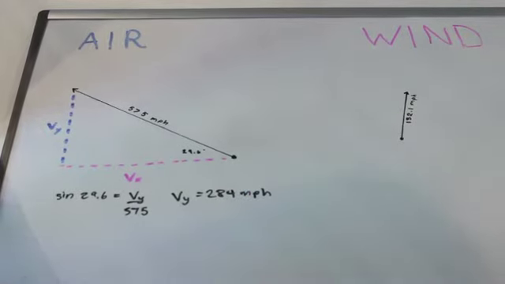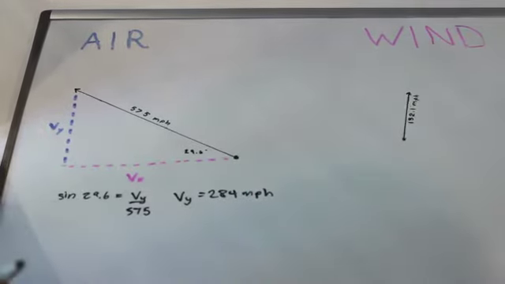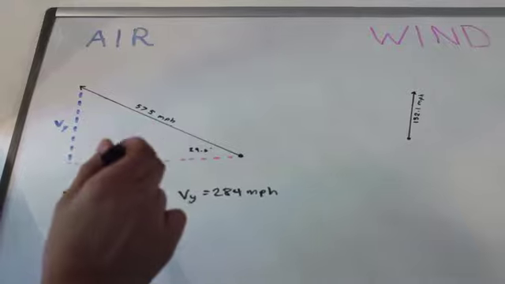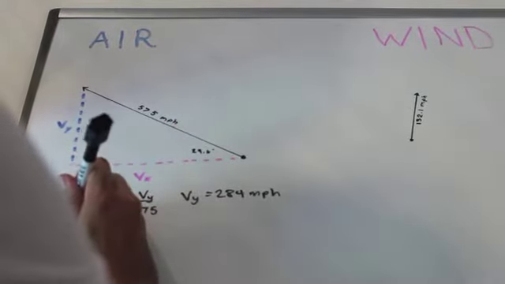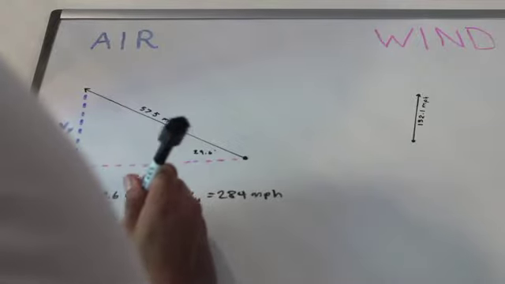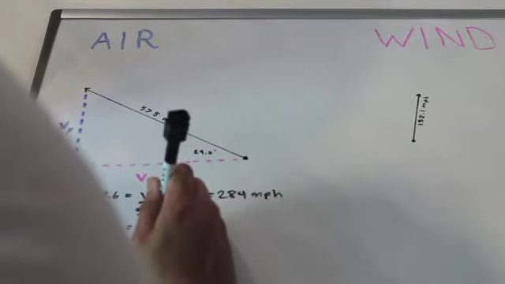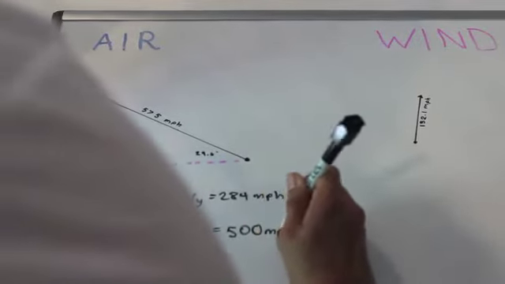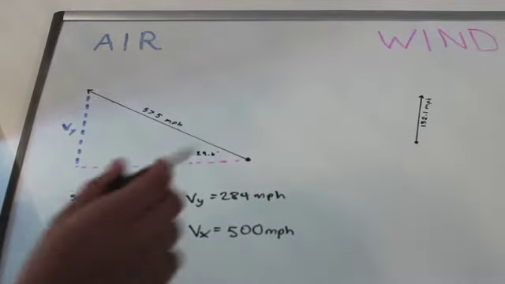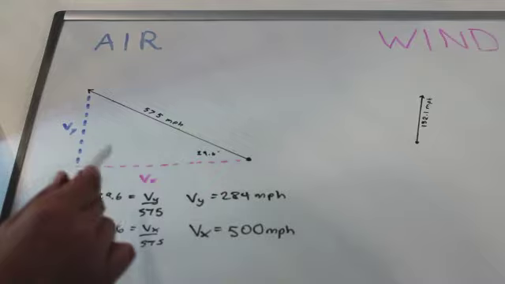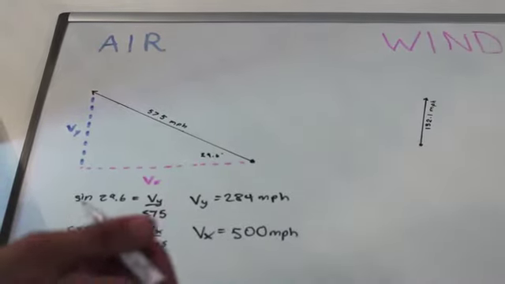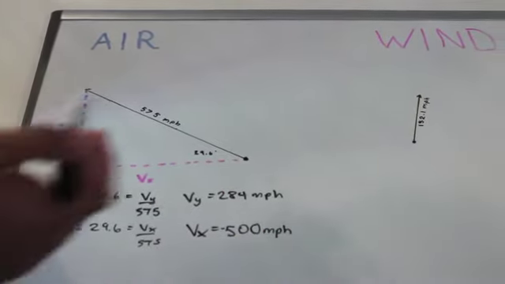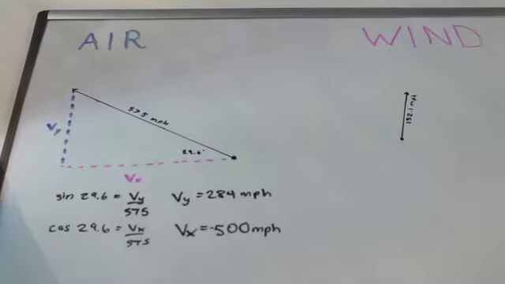We'll use a similar method to find Vx, velocity in the x direction. Cosine of 29.6 is going to equal Vx, or the adjacent side, over the hypotenuse. So we'll use the cosine function here to find out that Vx is equal to 500 miles per hour. But we might have a little bit of an issue here. Vx seems to be going in the negative direction if you take this to be like the coordinate plane. So we're going to change that to negative 500 miles per hour so we can keep track of where it is that the velocity in the x direction is going.